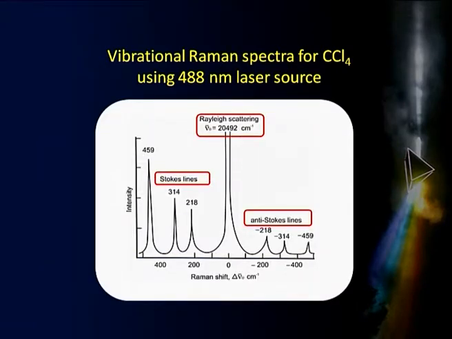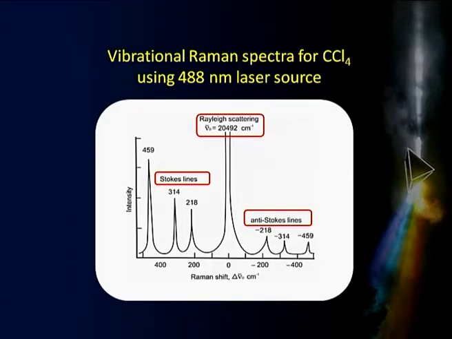Let us have a look at the vibration Raman spectrum for carbon tetrachloride, which was measured by using a 488 nanometer laser source. So, what you see here is that at a frequency 20492 centimeter inverse, which corresponds to 488 nanometer, we got a very intense line which happens to be the Rayleigh scattering when delta V is equal to 0. And on the lower wave number side we got Stokes lines, on the higher wave number side we got anti-Stokes lines there. So, there are two sets of lines over here.